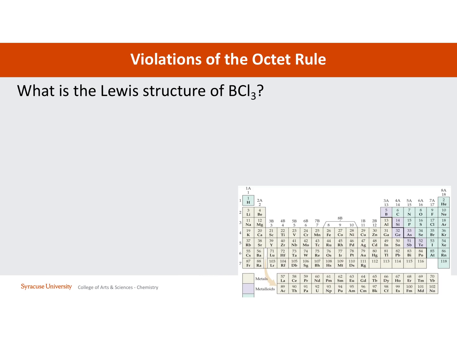We also talked about violations in the octet rule. For example, we talked about things that may have less than 8 electrons in their octet, and things that may have more than 8 electrons in their octet. One example of that is boron. We said that boron will always only have 6 electrons in its outer shell. So what is the Lewis structure of boron trichloride? To answer that question, how many valence electrons do we have to assign?